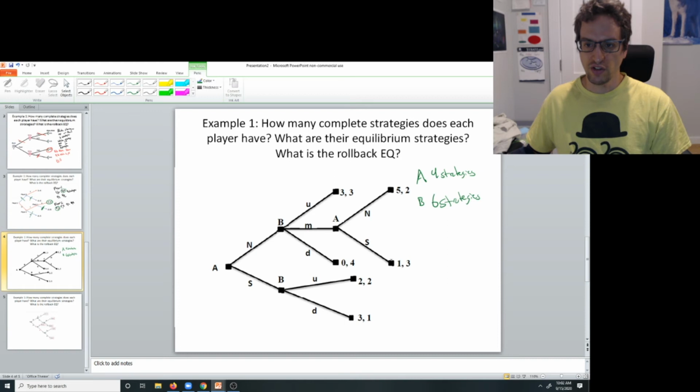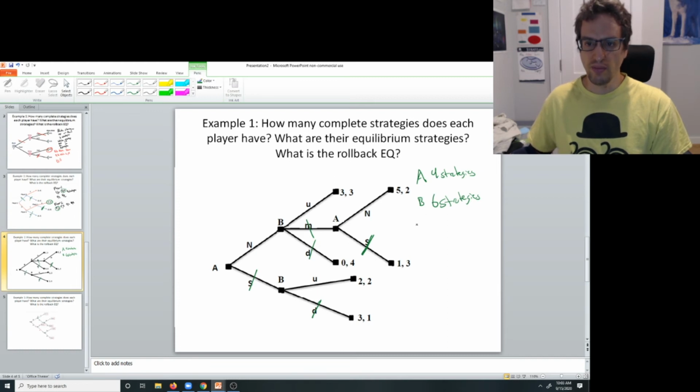A, 5, 2 versus 1, 3. They will take N. Alright. B has 3, 3 versus 5, 2 versus 0, 4. The second number is 1 that counts, so 3 is it. So they will not pick up there. Here, 2, 2 or 3, 1. 2 is better than 1. Got D. And now we have A choosing between 3, 3 or 2, 2. 3, 3 will be the choice.